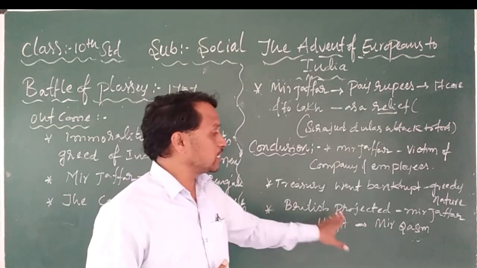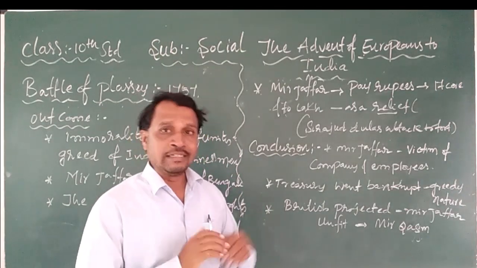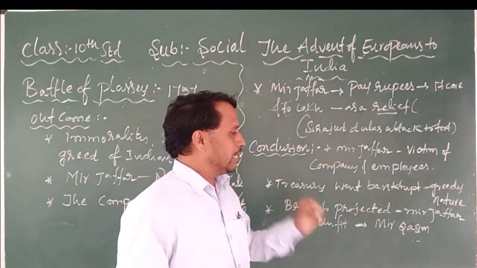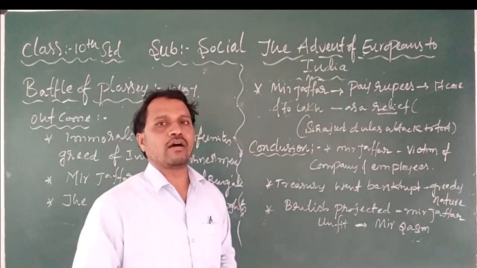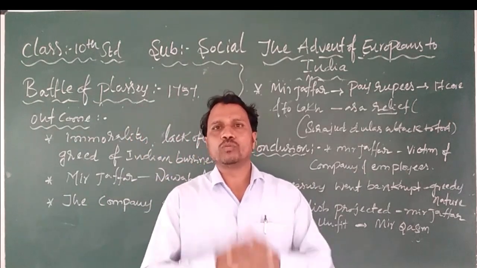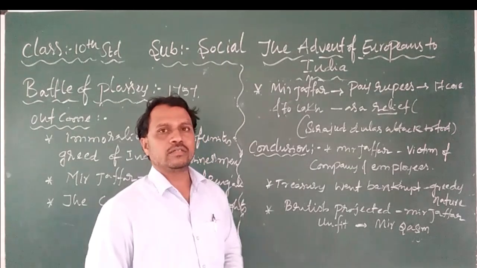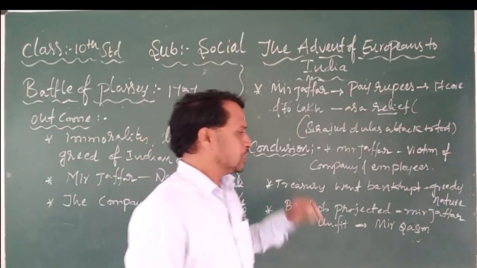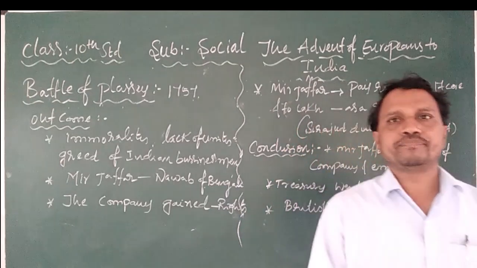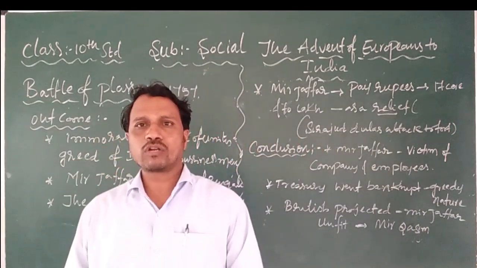So it says the British projected Mir Jafar as an unfit ruler, and instead of Mir Jafar, they brought his nephew, whose name is Mir Qasim. Why did they dethrone Mir Jafar as Nawab of Bengal? When he was ruling, he couldn't give any profit to the British East India Company, and the treasury became completely bankrupt. So they said he was an unfit ruler. Instead of Mir Jafar, they brought his nephew, Mir Qasim. So like this, students, the Battle of Plassey came to the end, and these are all the outcomes.